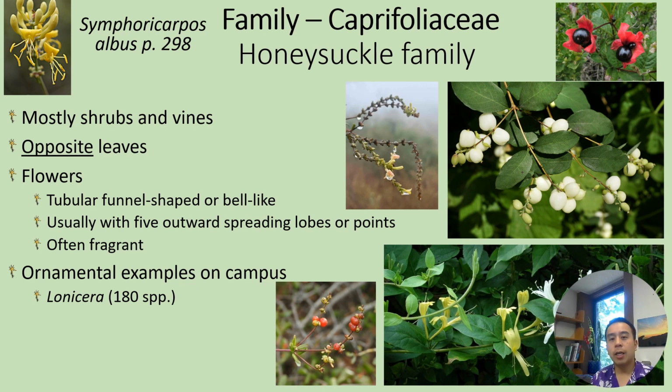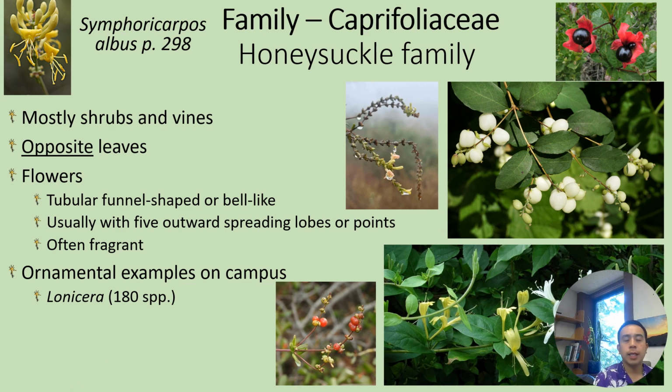Next up, we're going to be talking about the Caprifoliaceae family, also known as the honeysuckle family. From this family, you'll be responsible for knowing Symphoricarpos albus, also known as snowberry, found on page 298. Plants in the Caprifoliaceae family are typically shrubs or vine types of plants. They have opposite leaves characteristically, and if you remember, opposite means the leaves occur directly opposite from each other on the stem.